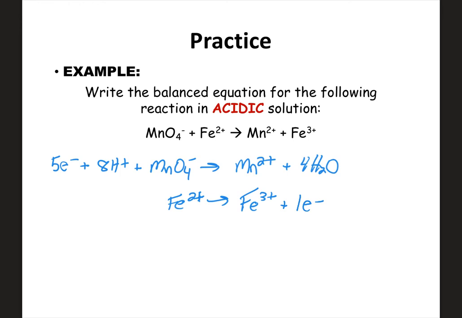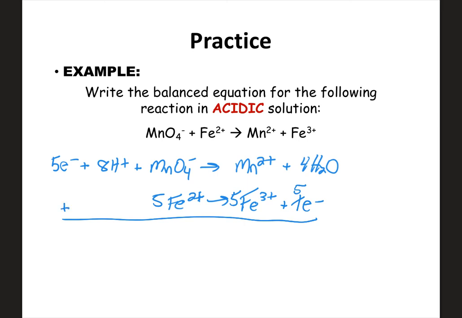Now I'm at step 5, which says we need to make the electrons cancel. So we're going to need to multiply here. The top one is 5 electrons. The bottom one is 1 electron. This is easy. Just multiply the bottom one all by 5 to get the electrons to cancel. So it's going to be 5Fe2+, 5Fe3+, and now we'll have 5e-. Remember, you have to multiply the entire half reaction by the number you need to make your electrons cancel.